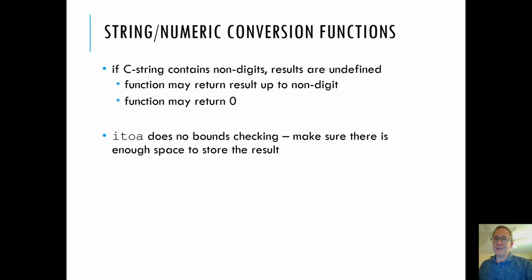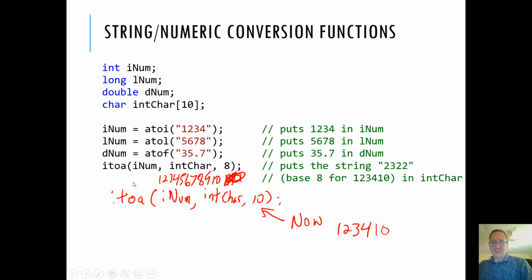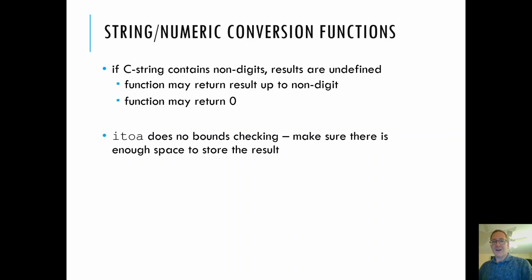C strings that contain non-digits are undefined. So as I said, when we convert with I2A, there's no bounds checking. So if I run out of space in my array, bad things happen. If my array is size 10 and the number I have is 11 digits long, like 1, 2, 3, 4, 5, 6, 7, 8, 9, 10, it's going to go outside of the bounds and I'm just going to have some random weird stuff happening. It's undefined. There's no bounds checking at all. So you need to make sure that for the number you're putting in there, you have space in your array. Yes, you have to do it by hand.